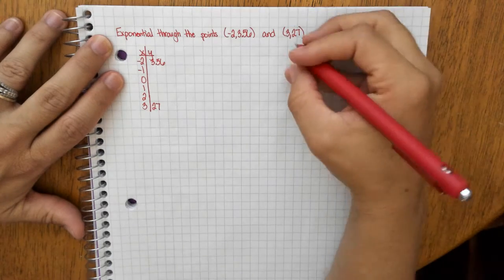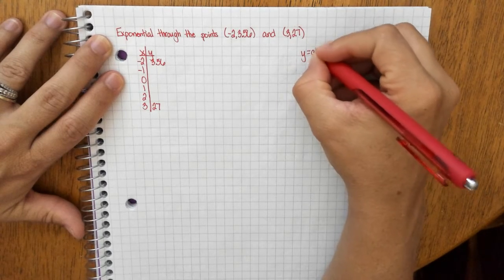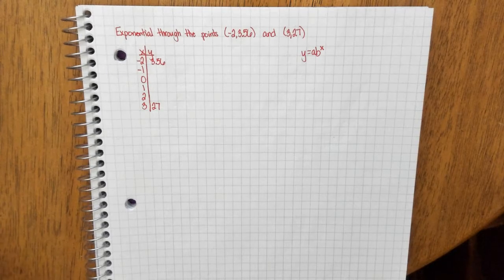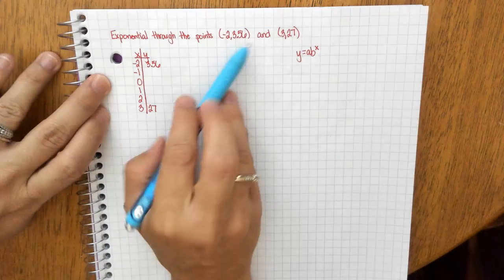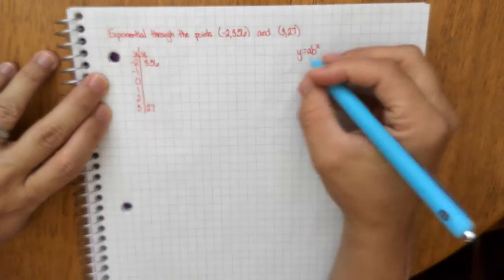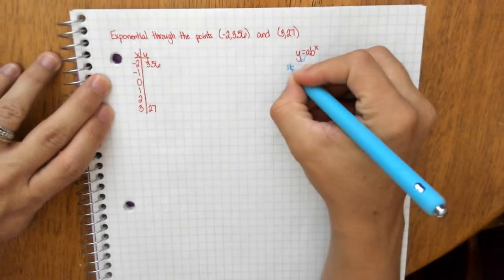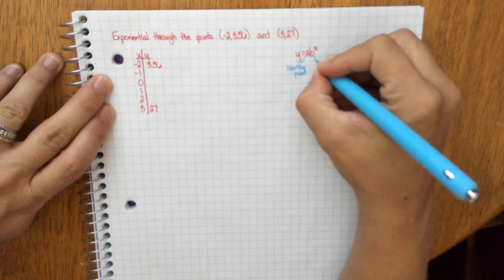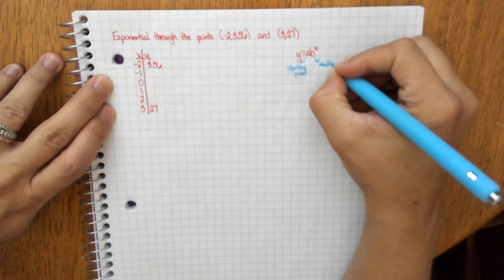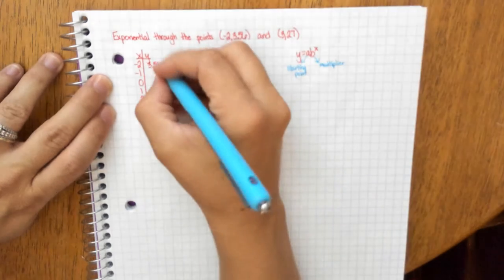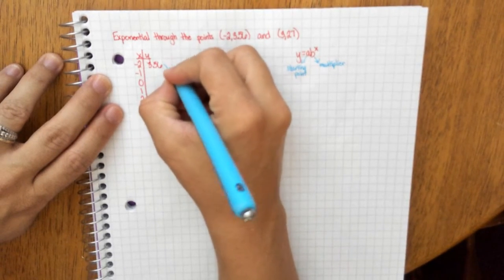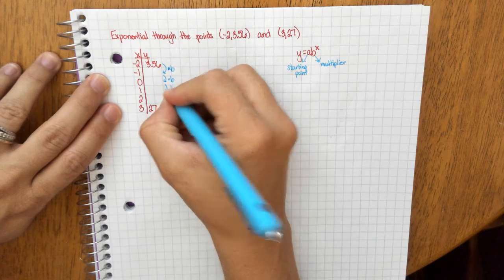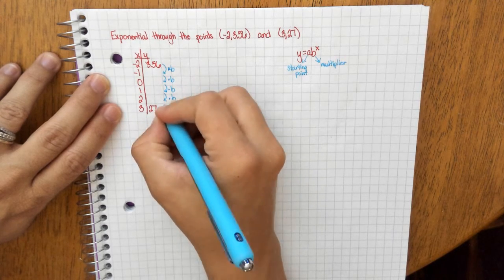So first of all, remember an exponential is the form y equals ab to the x. These ones in here don't have an h or a k. So a is our starting point. B is our multiplier. If we knew b, the multiplier, we would multiply by b. We would multiply by b. And that's how we would fill in our table.